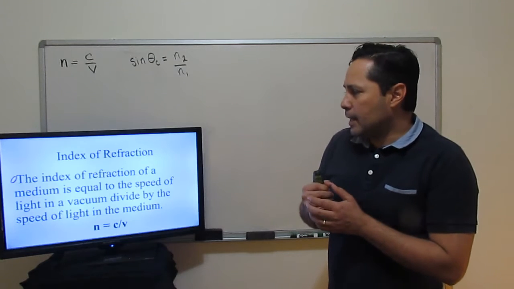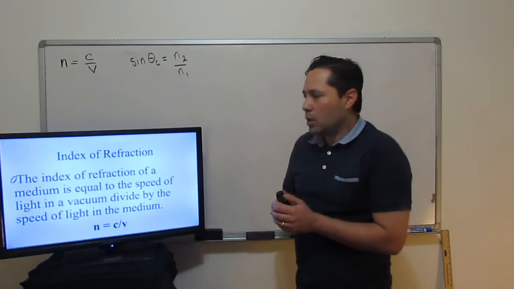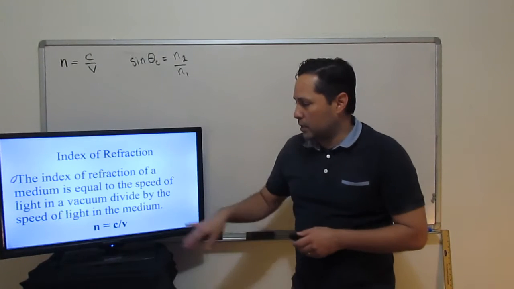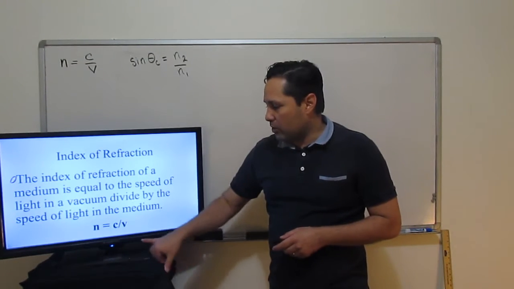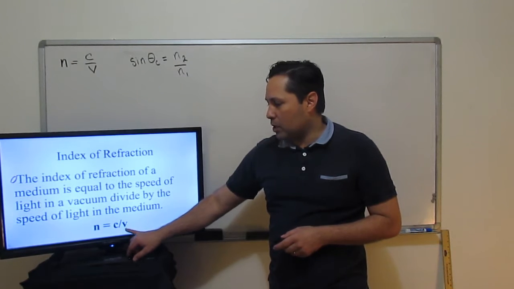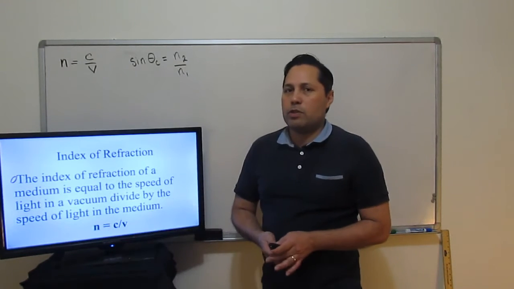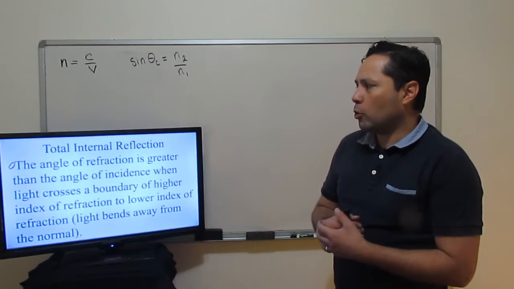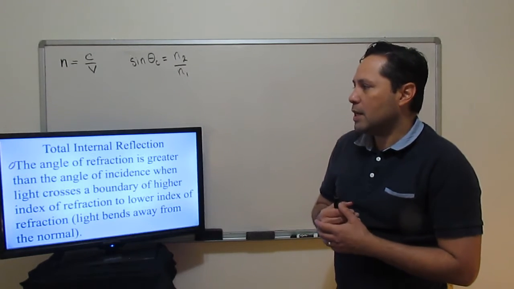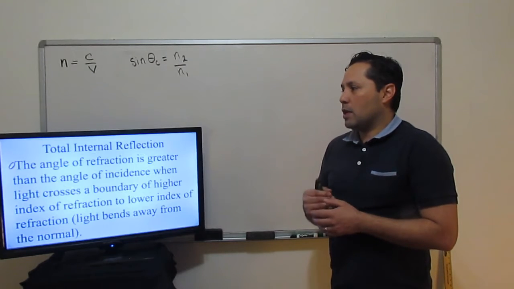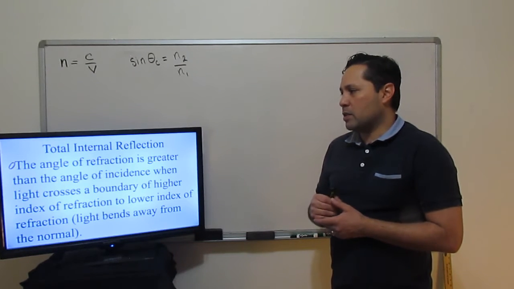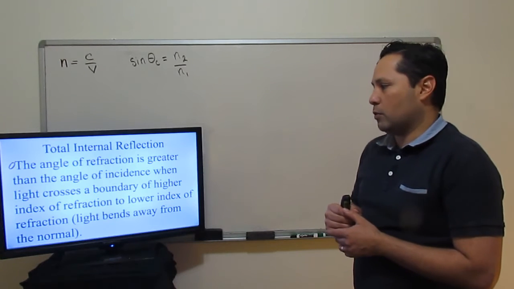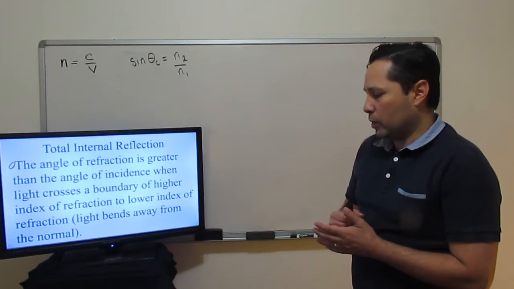And how is that measured? They have light go through the medium, calculate how fast it's going, and it is the speed of light in a vacuum divided by the speed of light in that medium, and that division gives you n, which is the index of refraction. Now, total internal reflection. The angle of refraction is greater than the angle of incidence when the light crosses a boundary from higher index of refraction to lower index of refraction. Light bends away from the normal.